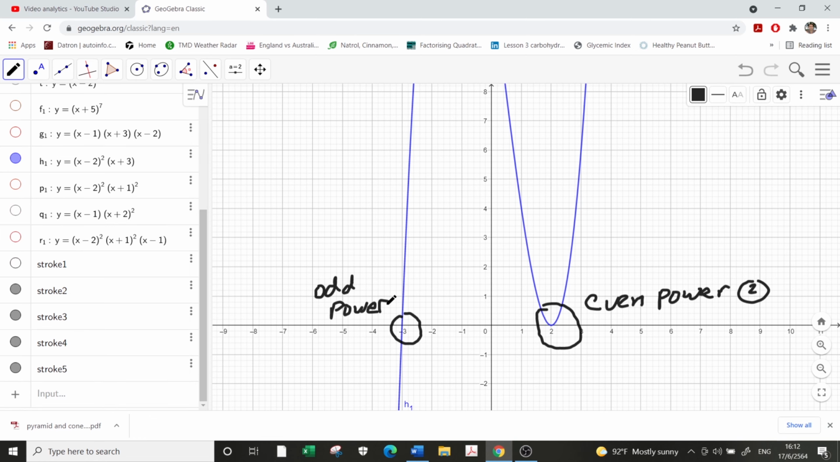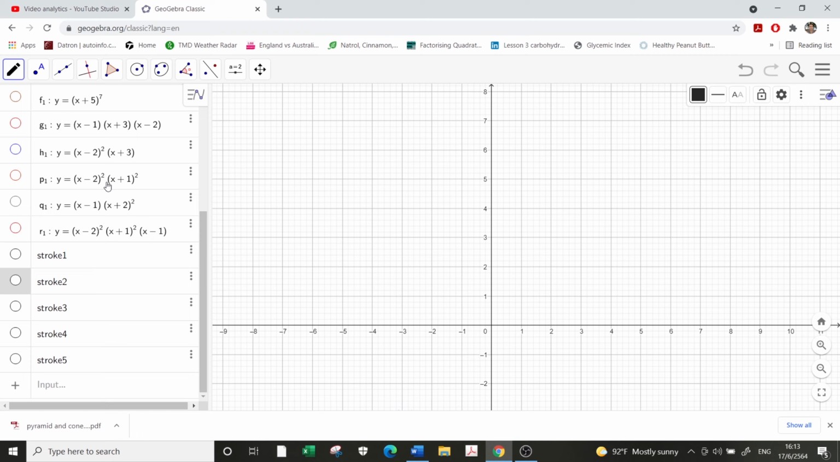In the third example, we have x minus 1 squared times x plus 1 squared. Now this would be x to power 4 if we expand this, so it's in the x squared family. And x to power 4 means it's a quartic graph. Let's take a look. Okay, so we have both even powers, which means that your graph is not going to pass through the x-axis. And that's what happens here.